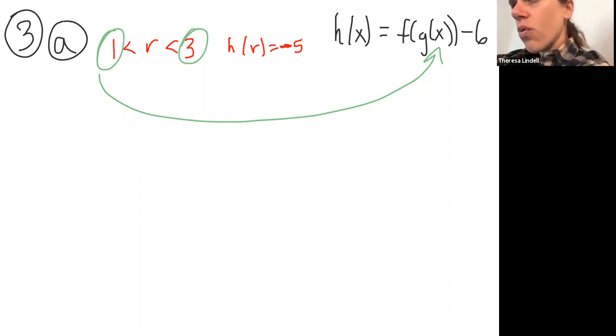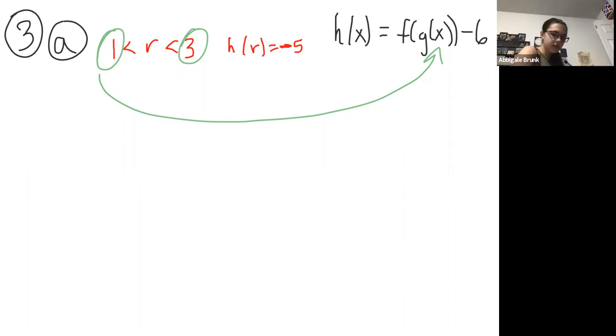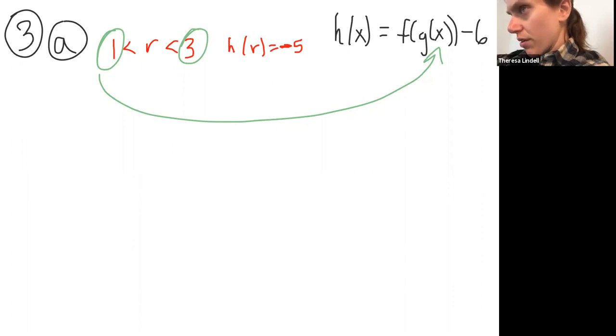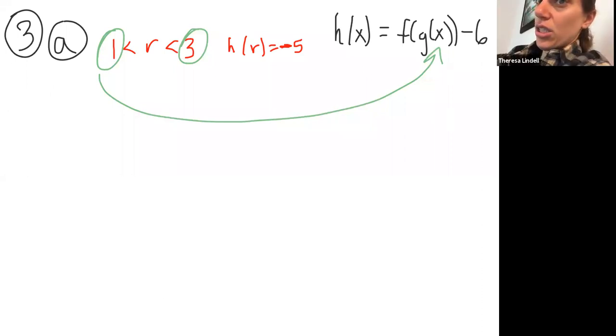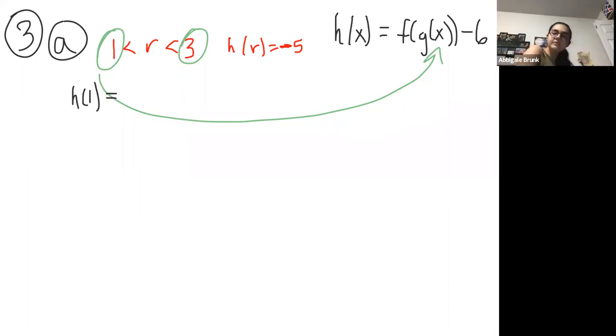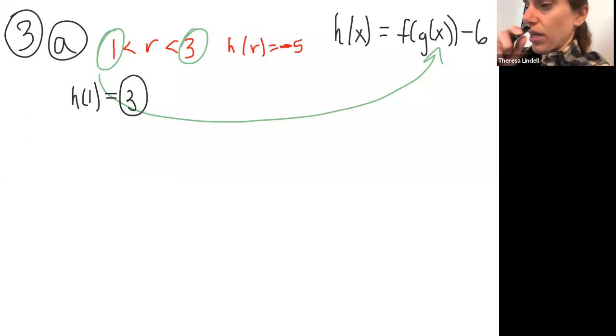So g of 1 is 2. Does that look good to you? G of 1, yeah. And then f of 2, because you have to do f of whatever that is. F of 2 is 9. And then you have to take 9 minus 6. So that'd be 3. So basically we just found what h of 1 is because we plugged 1 into that function. Now we're going to plug 3 into this function.